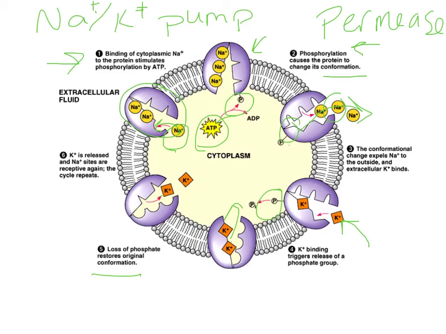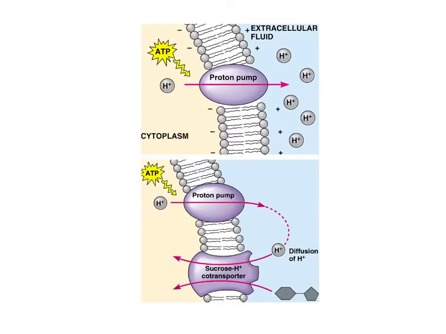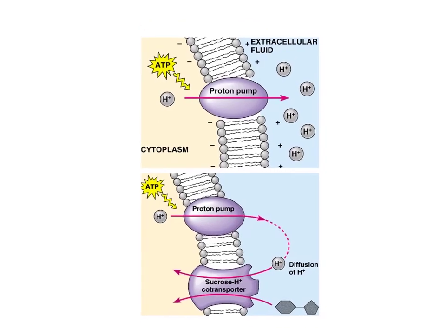Okay, so let's look at another example of active transport. So our second example here with active transport is a proton pump. It is also sometimes called an electrogenic pump. Okay, so this electrogenic pump, that's a C.